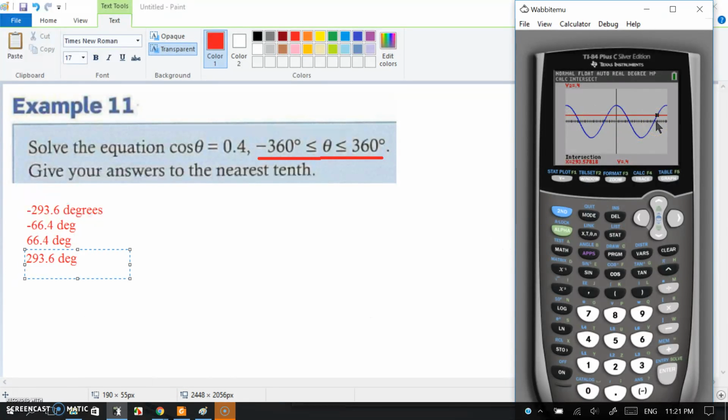You can see how this boundary makes a difference. If it started from zero, then we'd only have one point over here and another point over there, right? But because of the boundary, we have more solutions. Now let's look at the next example.